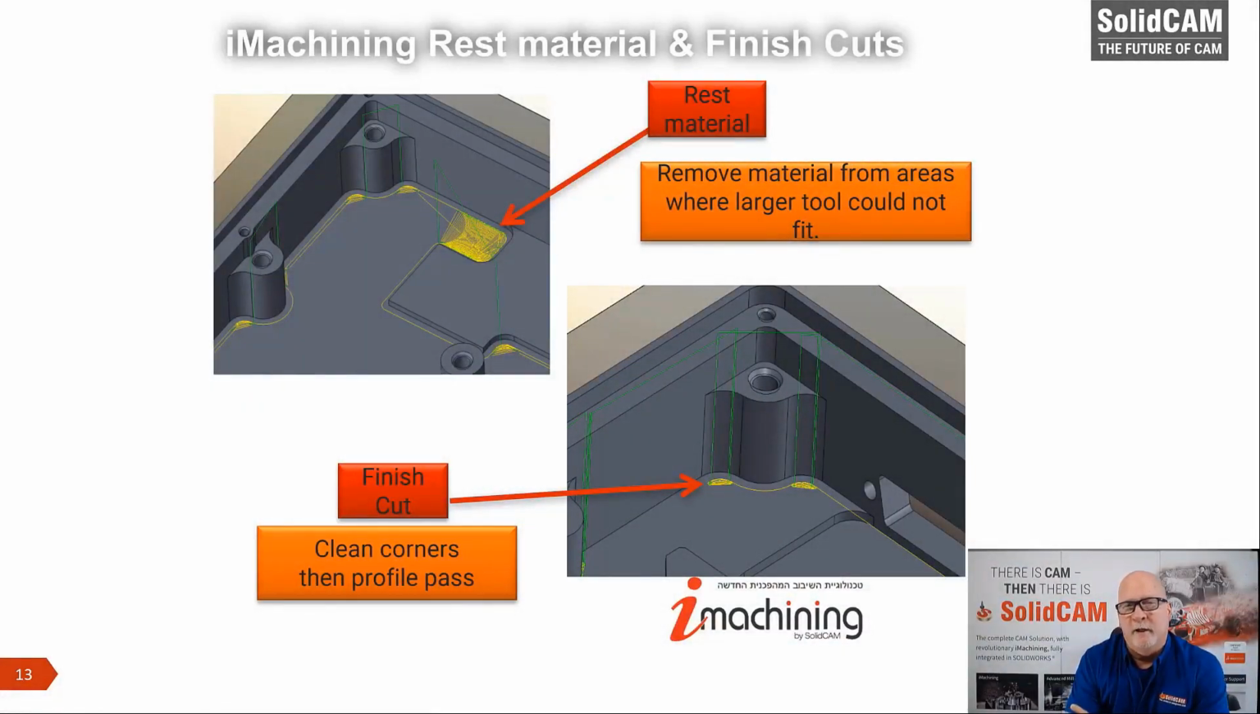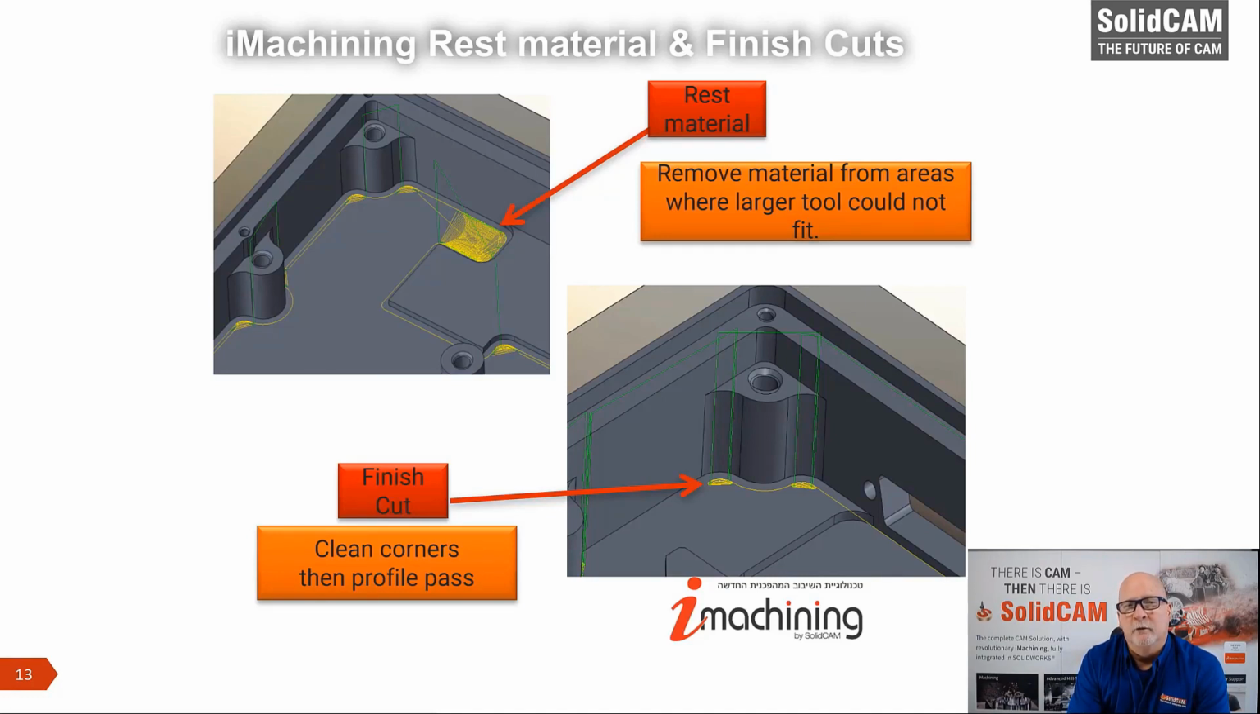iMachining handles remaining stock removal very well. Remember, I mentioned earlier that it's always updating the stock model with each movement of the tool. So in areas where the previous tool would not fit, the next smaller tool is driven right from the edge of the remaining stock so that there's no wasted air cuts, maximizing efficiency.